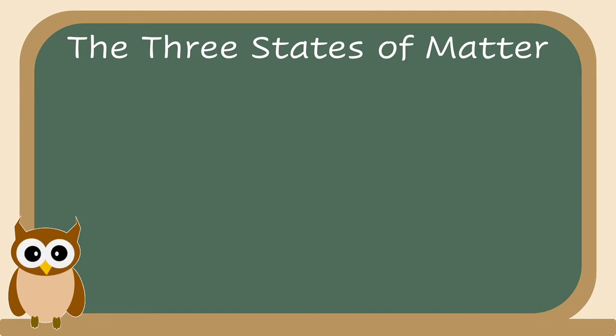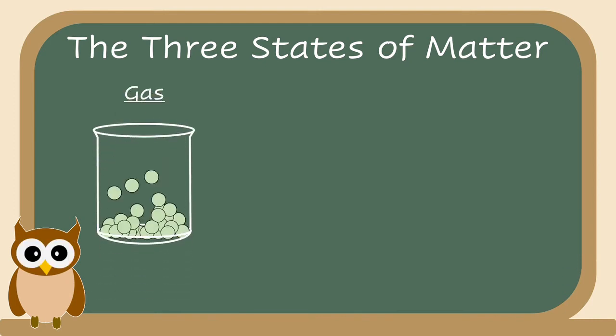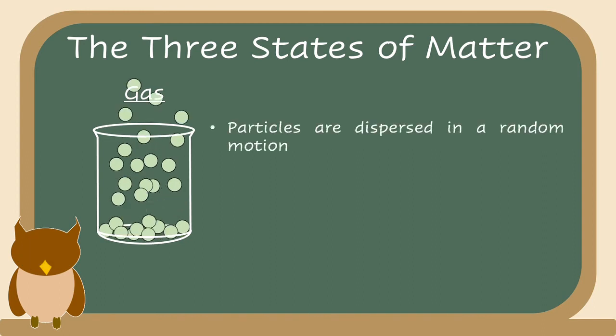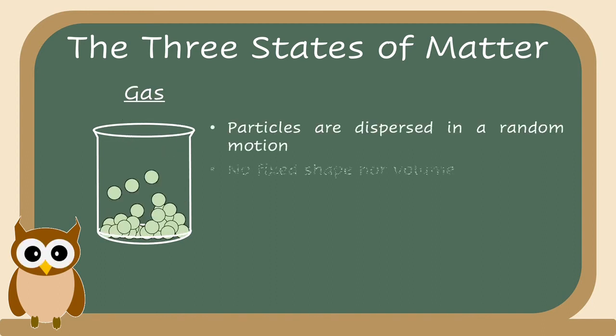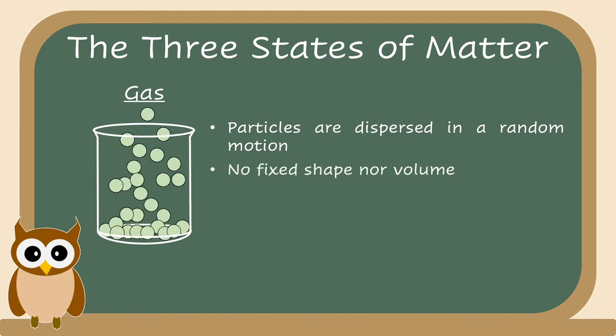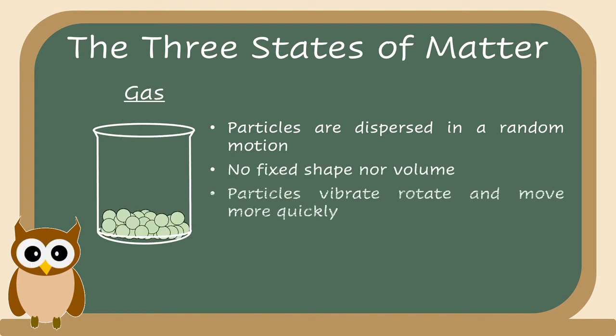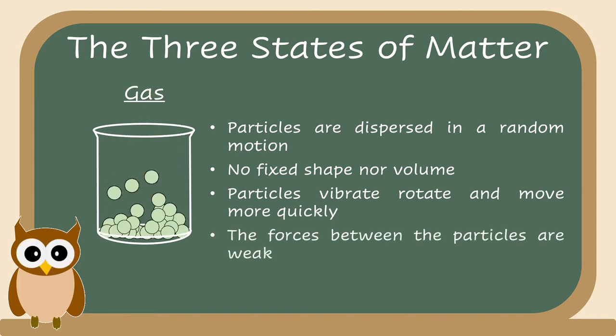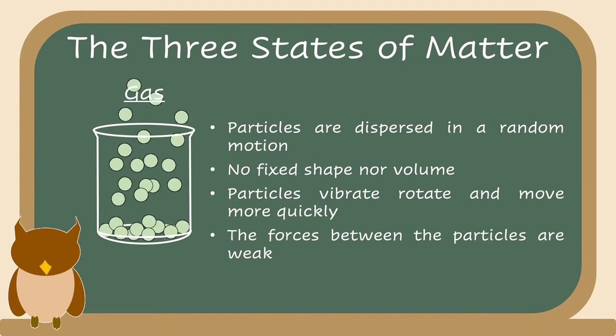As the temperature increases sufficiently, the liquid turns into a gas. The particles are dispersed in a random motion, with no fixed shape or volume. This is because the particles have so much energy that they are moving so quickly and the forces between them are not strong enough to keep them together.